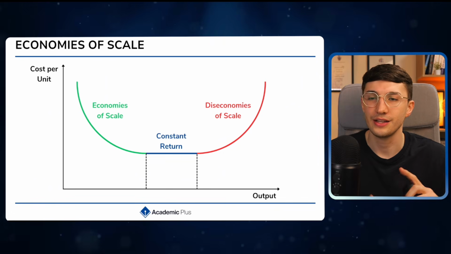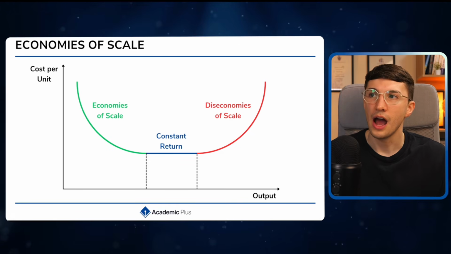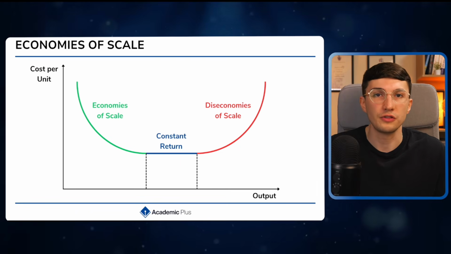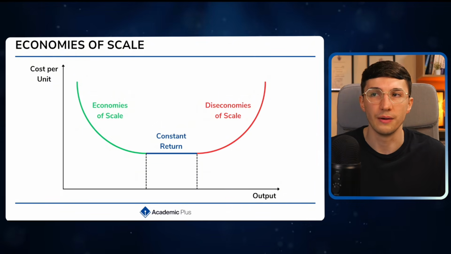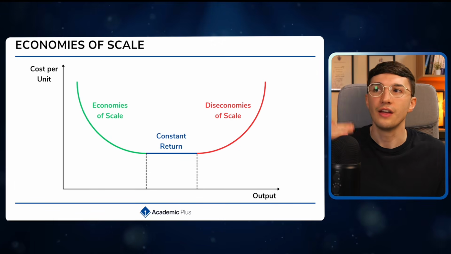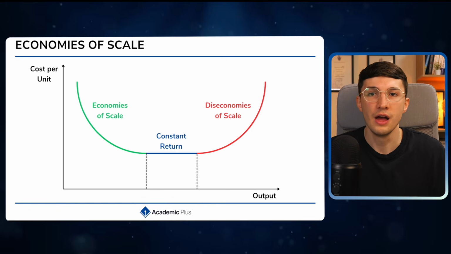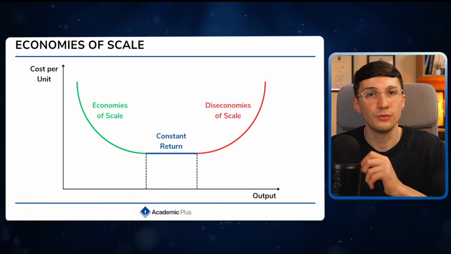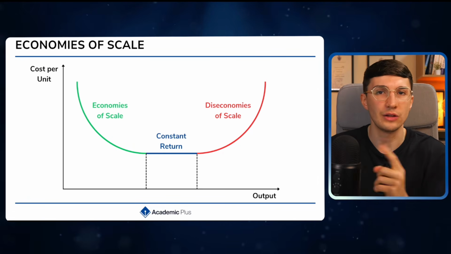Now, on the x-axis, we have output, and this is just a number of products that a business is producing. And on the y-axis, we have cost per unit, which is also known as a unit cost, which tells us how much a business is spending to produce each individual unit. Now, as you can see, as the business's output begins to increase, the unit cost begins to fall. But then we hit a point of constant return, and actually as the business's output begins to increase too much, we see this thing called diseconomies of scale, where unit cost begins to increase. More on that in just a moment.